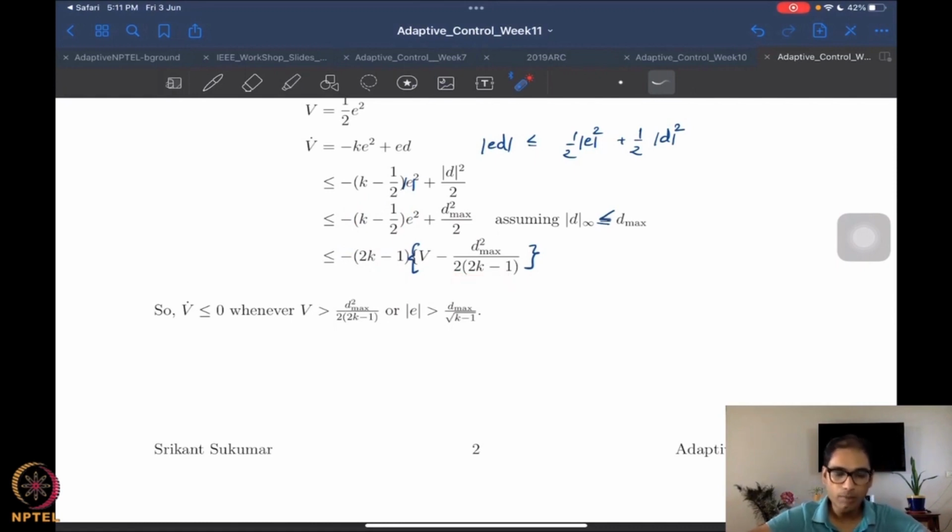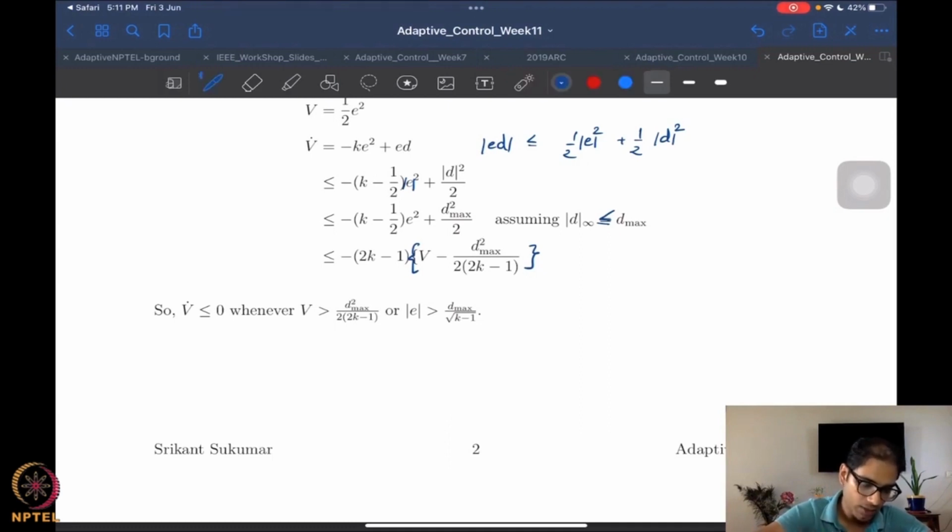So what do I know about this? This is interesting. The property that this quantity has is that whenever V is larger than this guy, this is negative. And when V is smaller than this, this is positive. Okay. So if I try to make a picture, that's what I want to do. I want to make a picture here.